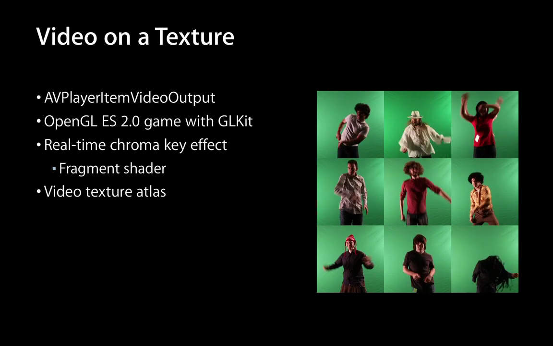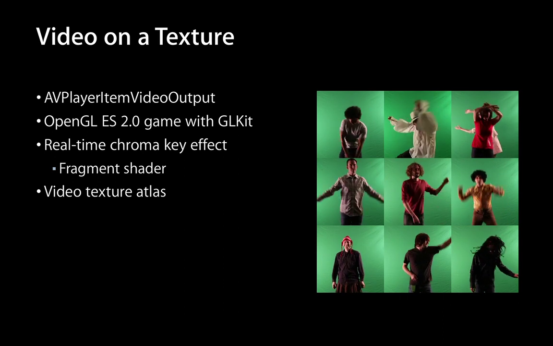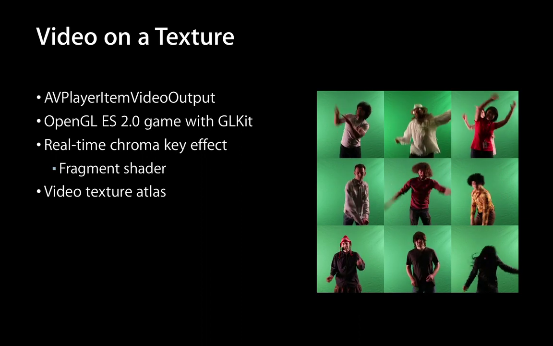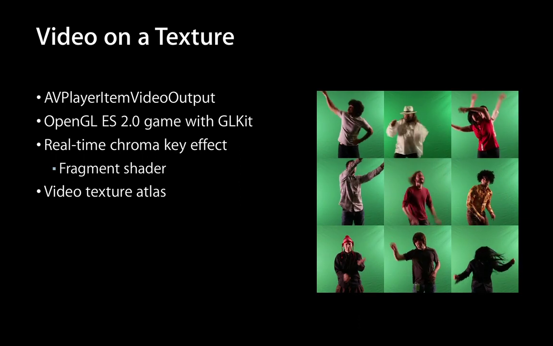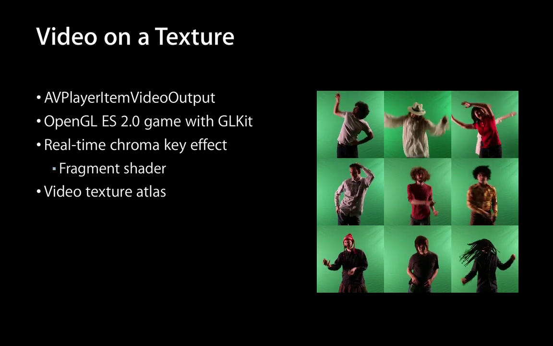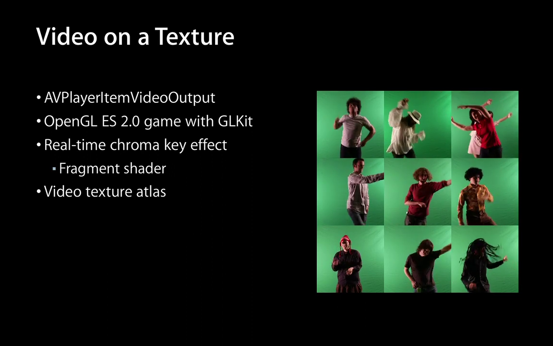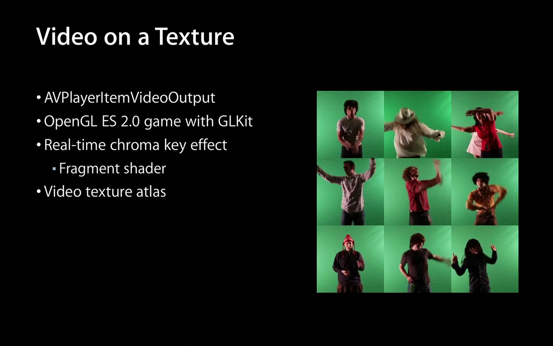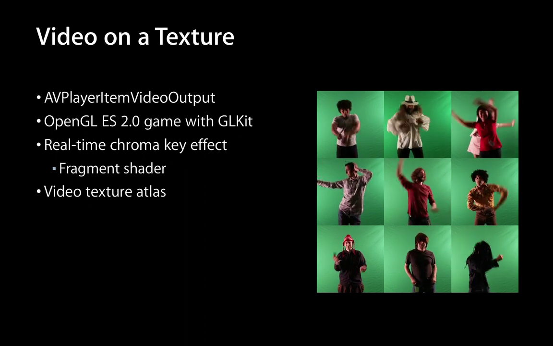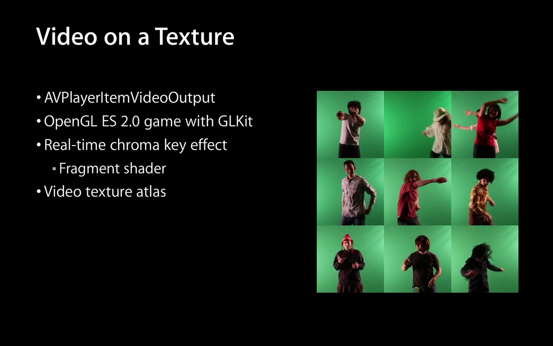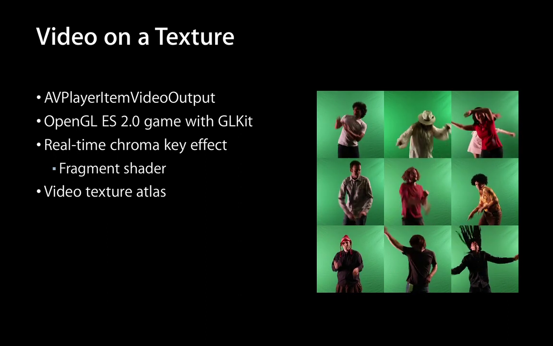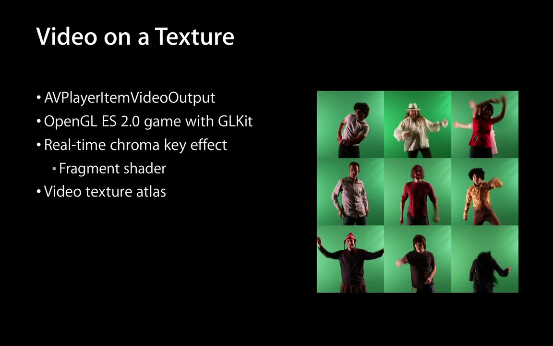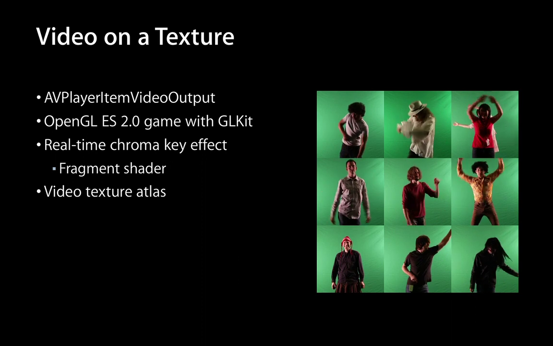First, I want to show you how to use the AVPlayerItemVideoOutput. And I want to show it to you within the context of an interactive OpenGL ES 2.0 game that uses GLKit to drive consumption from the AVPlayerItemVideoOutput. For each image, we're going to apply a real-time chroma key effect. This chroma key effect is implemented in GLSL in a fragment program and executed on the GPU.